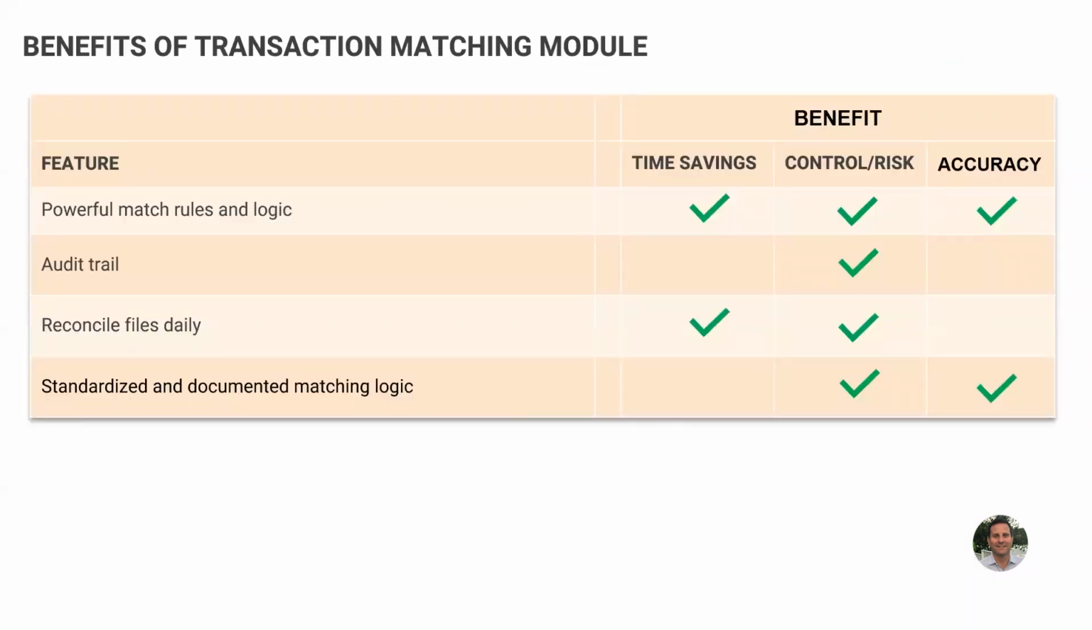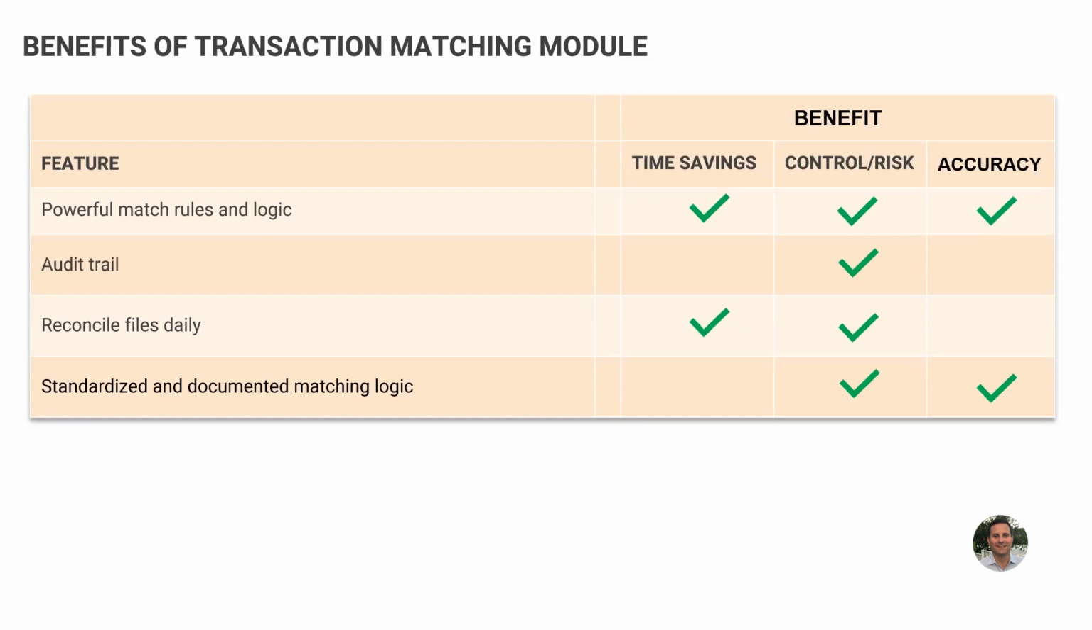Okay. All right, so let's finish up the transaction matching module with reviewing its key benefits. The first one, which is the biggest one, is using its powerful matching logic to automate the entire reconciliation. The system is actually doing all the matching work for you. An audit trail is created for every match record, so an auditor can see which match rule was used and when the records were matched. You can reconcile the files daily, allowing you to address issues the day that they occur.